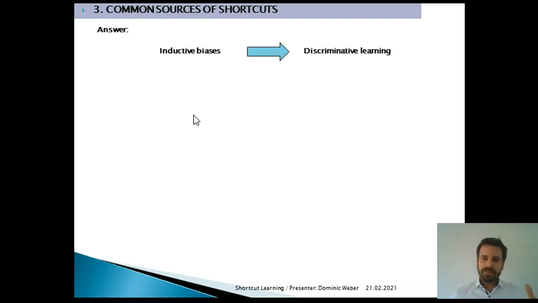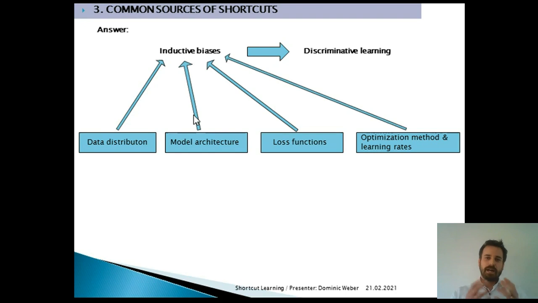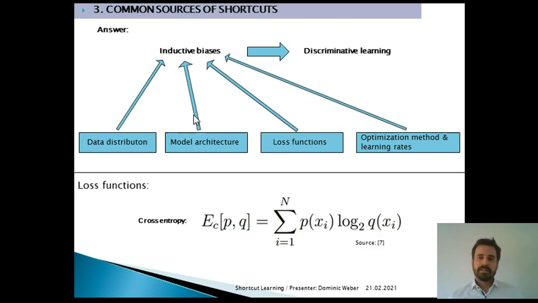And what's the root cause? Four categories have been identified. The data distribution, of course, but also the model architecture and the way in which we perform backpropagation. Let's look at these. Loss functions.